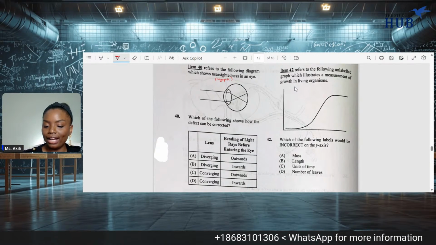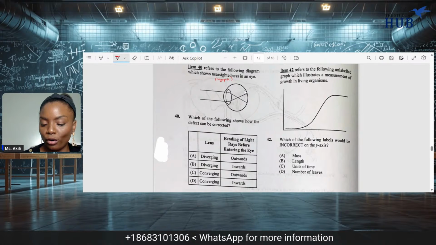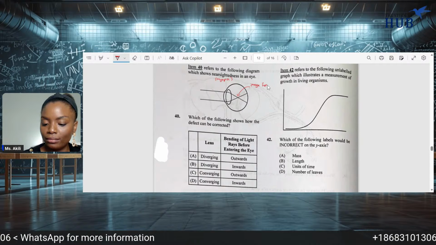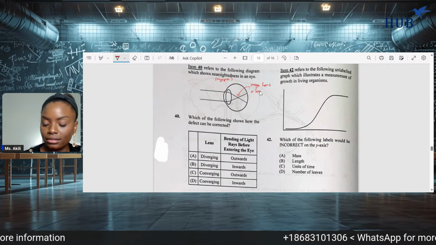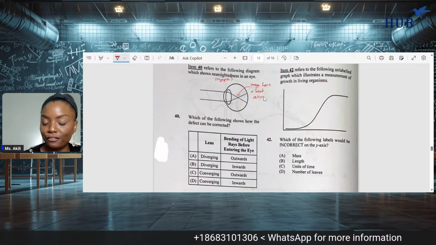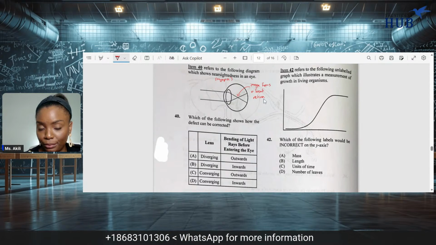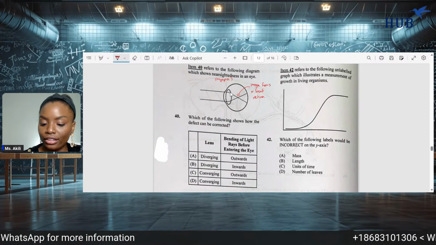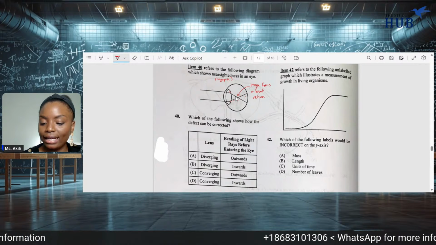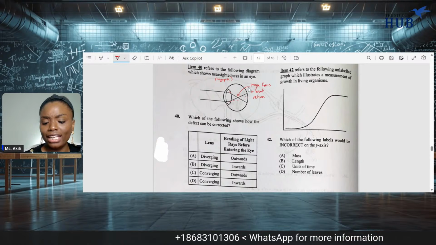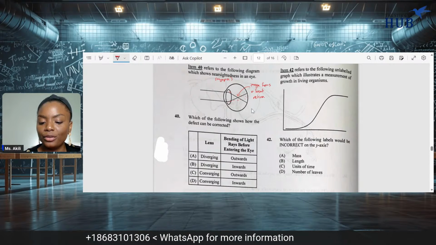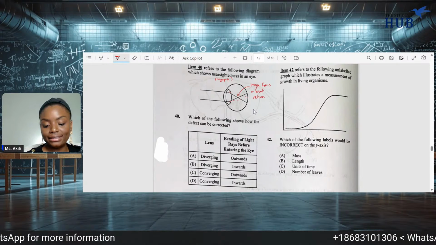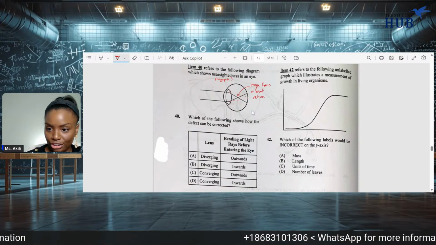So the issue that we have in here is that the image is forming in front of the retina when we need it to form on the retina for a clear image to be generated. So because the image is forming in front of the retina and not on the retina itself, it means that the image is going to be blurry. So how can we correct this defect? Are we going to need a diverging lens or a converging lens?